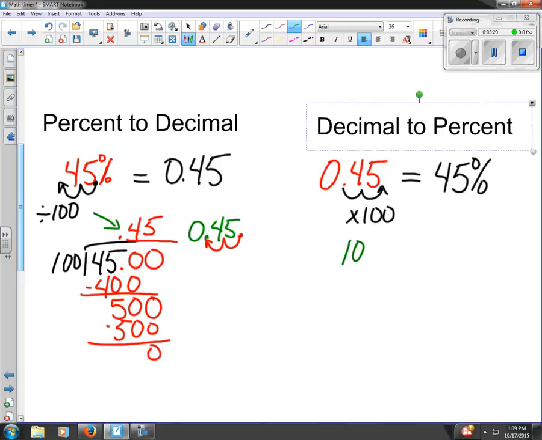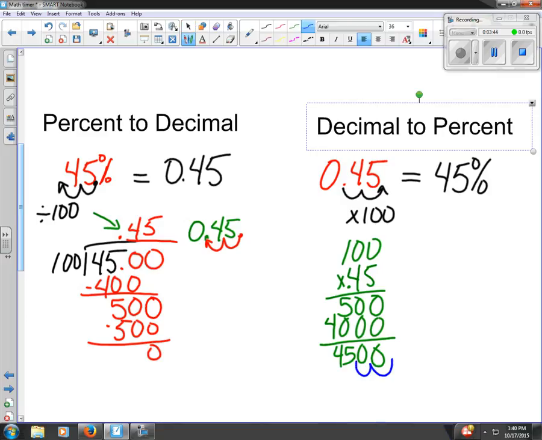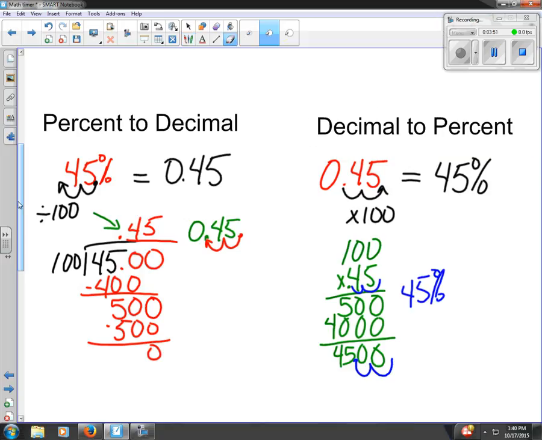Because if you do 100 times 45, you're going to see that you get, oops, this was supposed to be a decimal here. There we go. And then you get, and of course you move the decimal point because there's 2 here, and you get 45%. You can see that's really sloppy, but you can see that the decimal point just gets moved around.